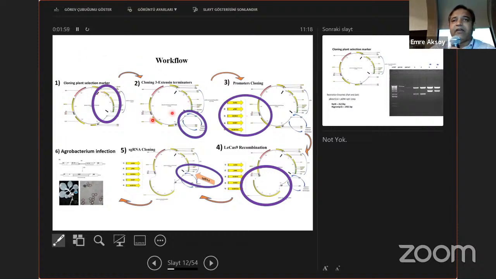Then we changed the terminator and put in the plant-based, tobacco-based extensin terminator, which is good in polyadenylation and efficient in termination and transient expression. Then we cloned different promoters with Cas9, then cloned the sgRNA and did some experiments with protoplasts.